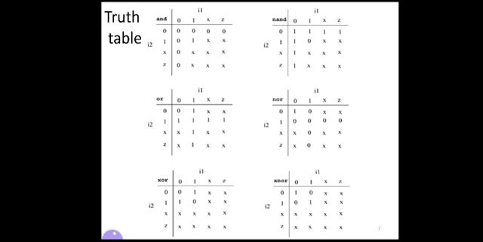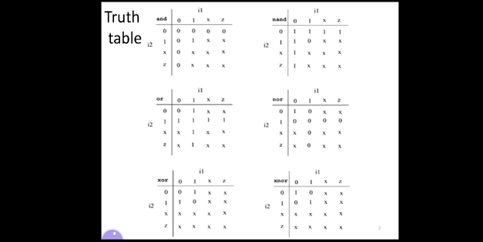Next one is the OR gate. OR gate, if any one of the input is high, the output is high. This is an OR operation, a plus operation. So if any one of the input is high, the output is high. If all the inputs are 0, then only the output is 0. So based on that, see the truth table.